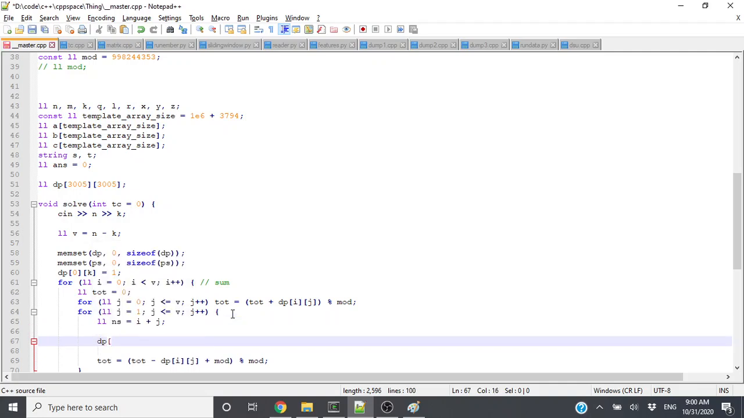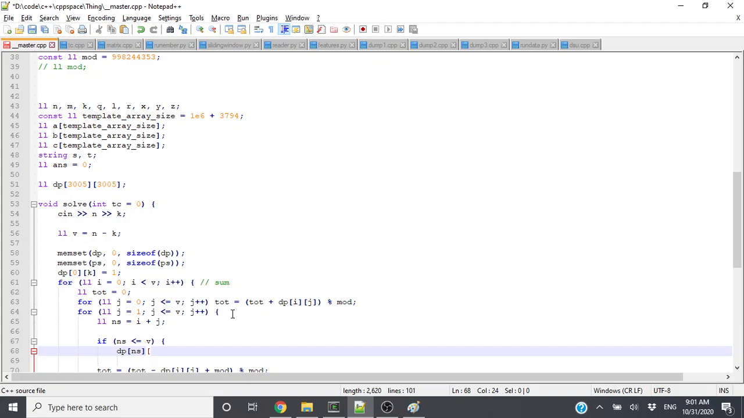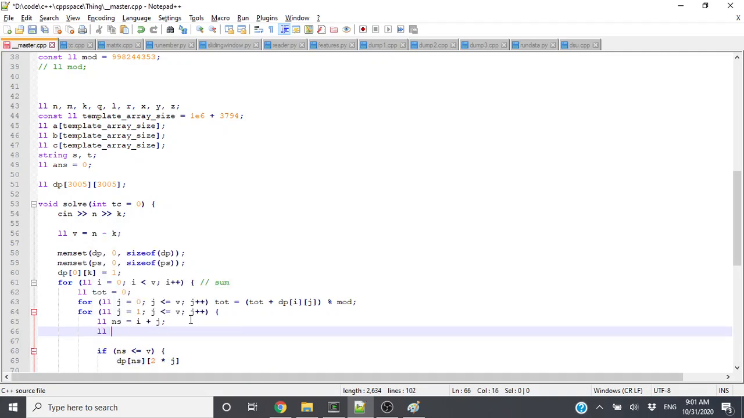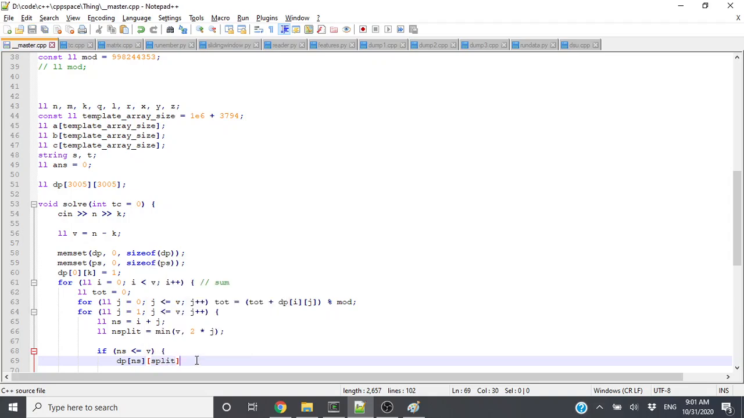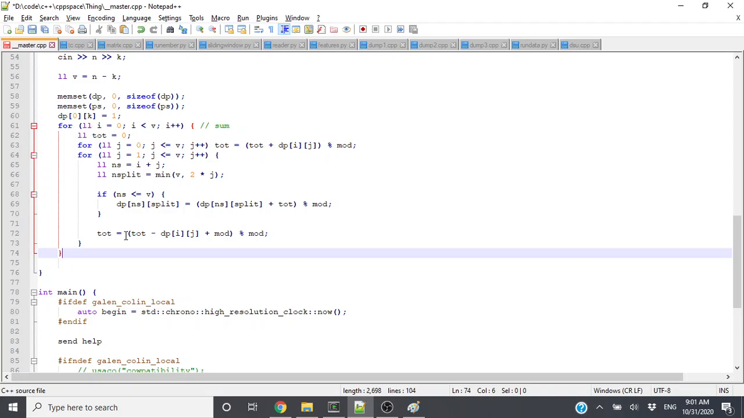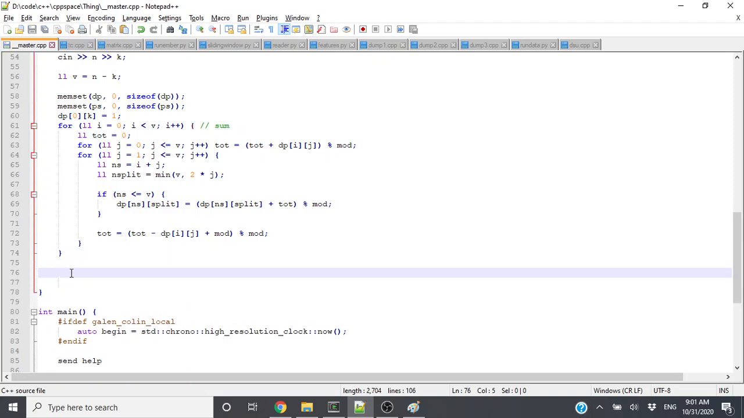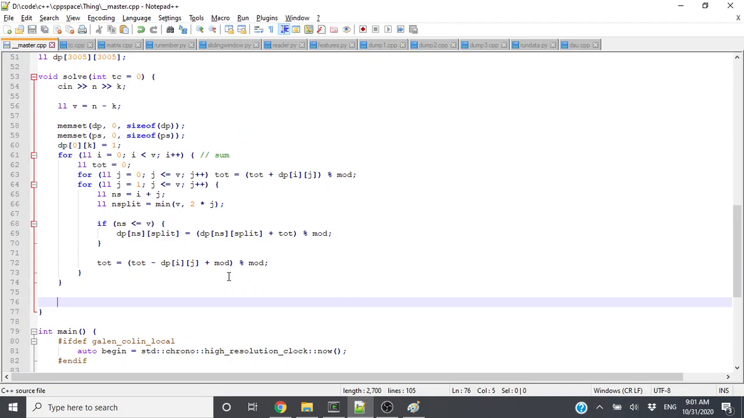DP, if new sum is less than or equal to V, DP and S. What would this be? This would be the number we take, which is J. 2 times J. Let's do that. Does that work? Guess it does.